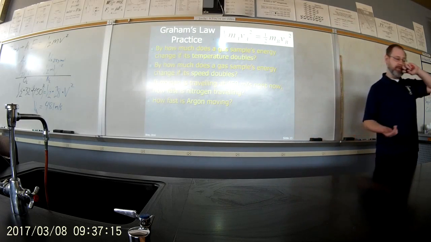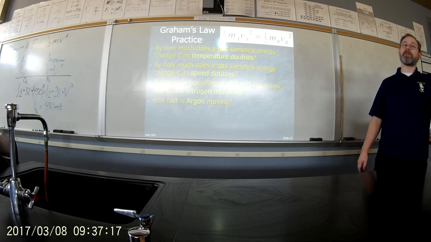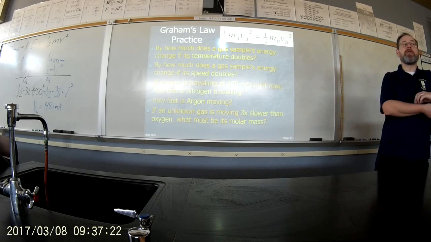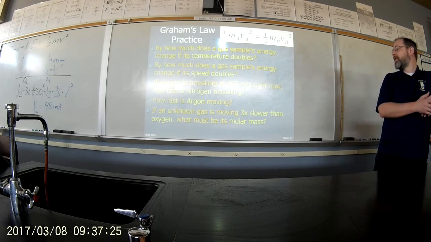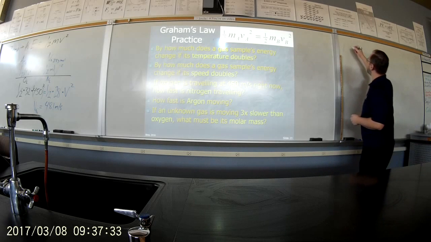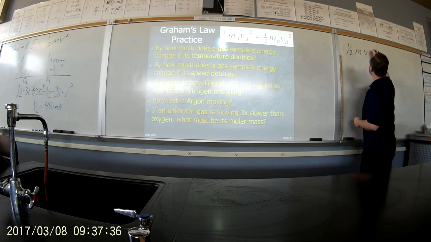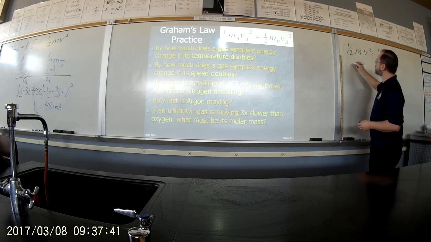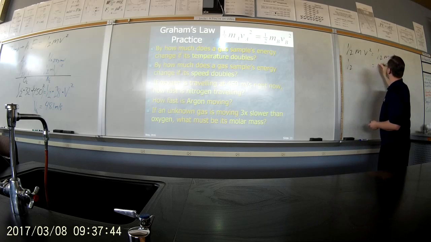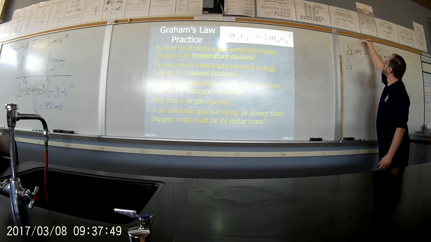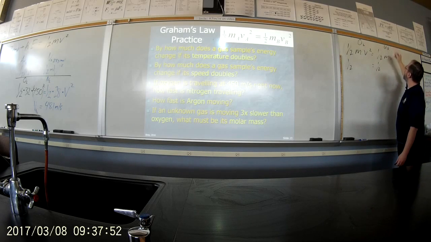Now, this is the last type of exercise we're going to learn, and it's kind of the trickiest, but it's also kind of neat. Consider this. If an unknown gas is moving 3 times slower than that of oxygen, what must be its molar mass? Interesting. So we're going to write our formula down. 1/2 mv squared equals 1/2 mv squared. Have you guys realized that you can usually just cancel out the 1/2? Okay. So we're going to make this the oxygen side, and we're going to make this the unknown gas side.